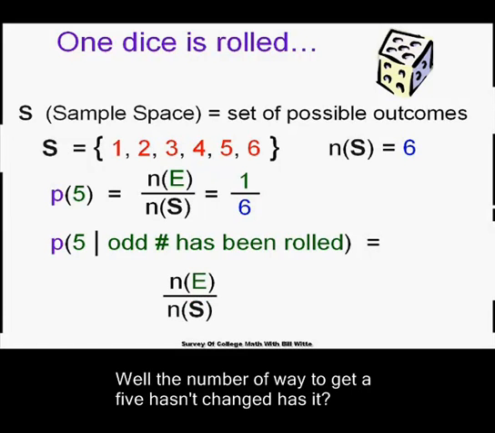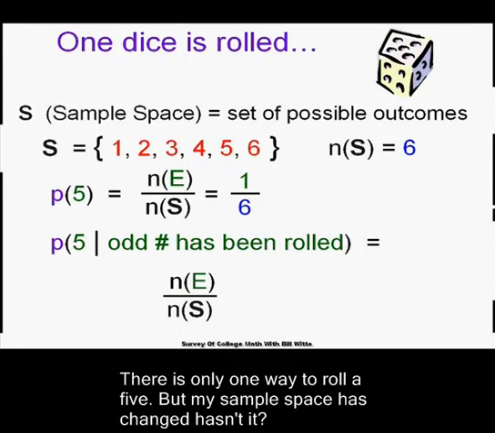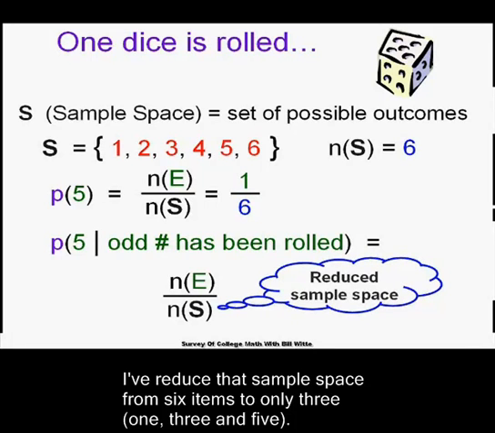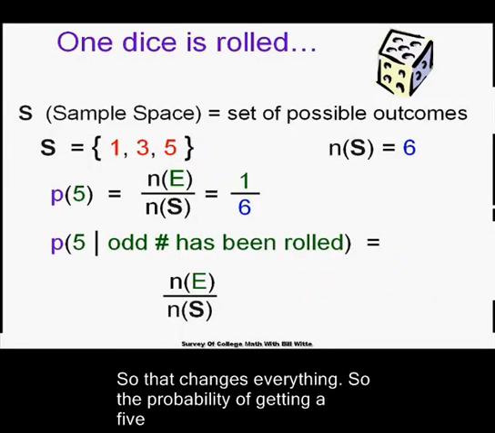Well, the number of ways I can get a 5 hasn't changed, has it? There's only one way to roll a 5. But my sample space has changed, hasn't it? The number of possible ways that I can get an odd number has changed. I've reduced that sample space from 6 items to only 3. Haven't I? 1, 3, and 5.